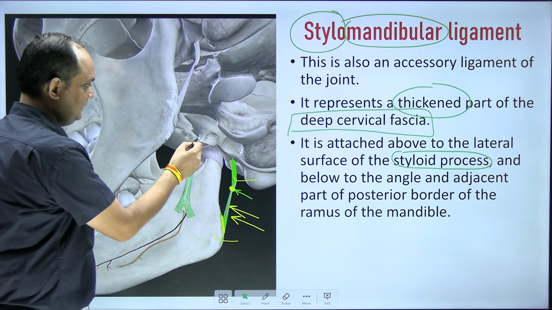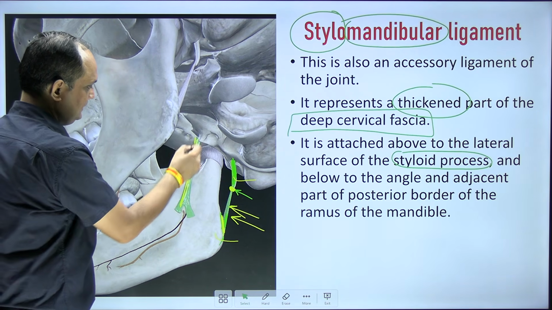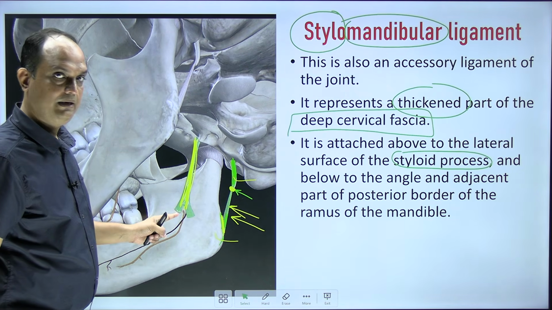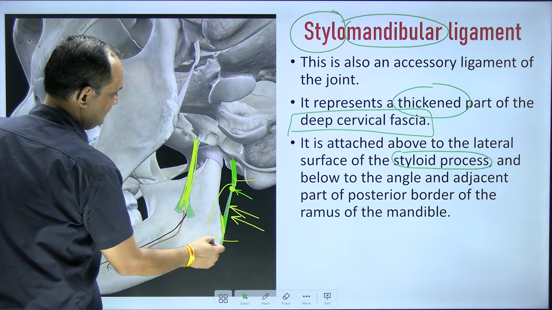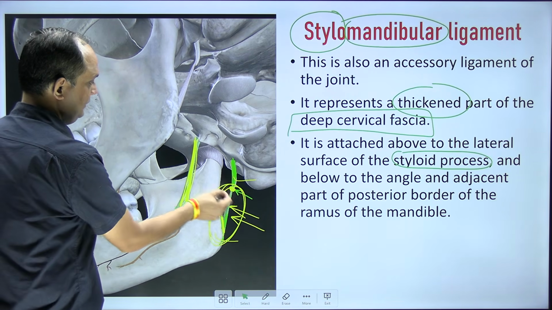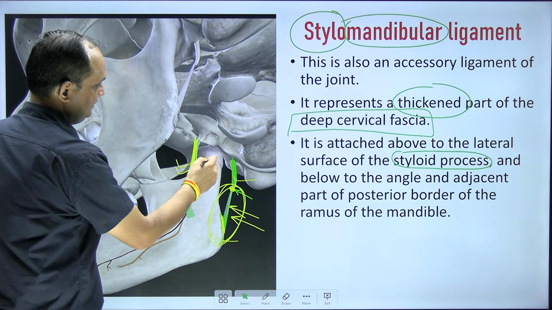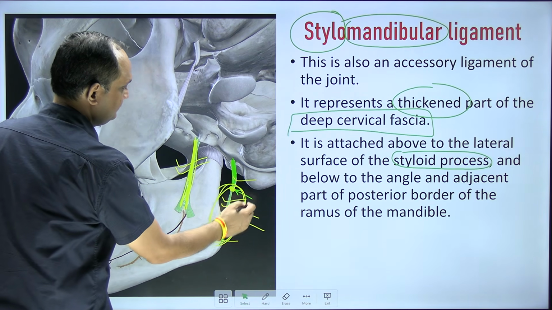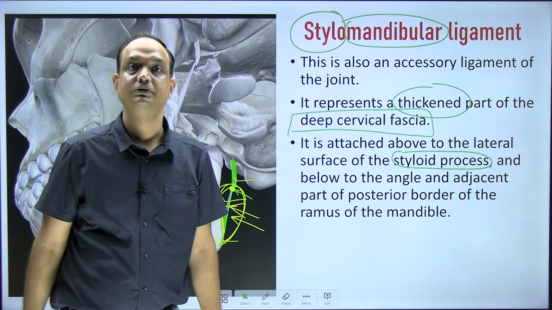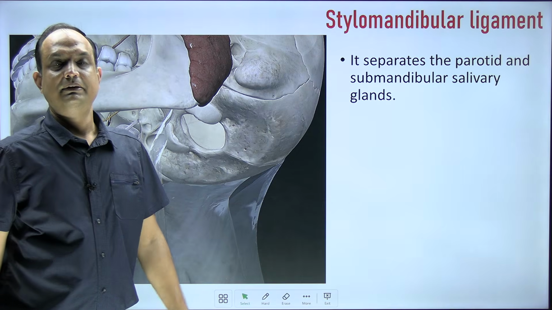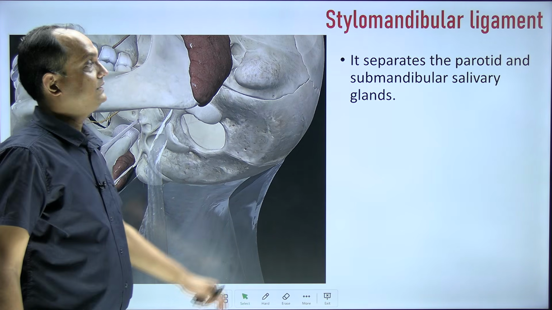Now in this image, you can appreciate both ligaments. This ligament, I told you, is a connection between the sphenoid bone and the mandible, so that is the sphenomandibular ligament, and this is your stylomandibular ligament. What is the difference between the two? One is developed from the Meckel's cartilage of the first pharyngeal arch, and the other develops from the modification of the deep fascia of the neck. Now this stylomandibular ligament separates the parotid gland from the submandibular gland.